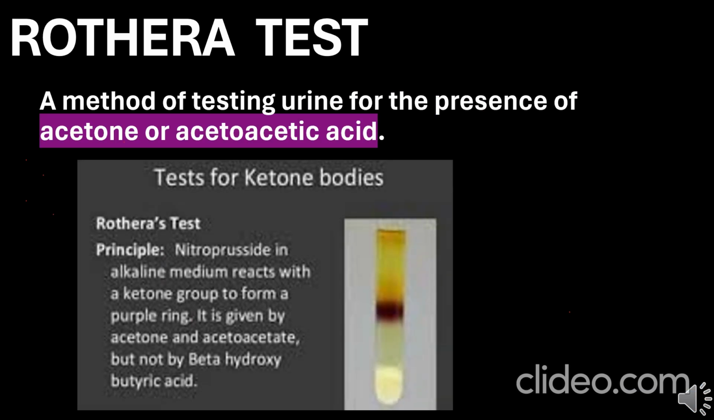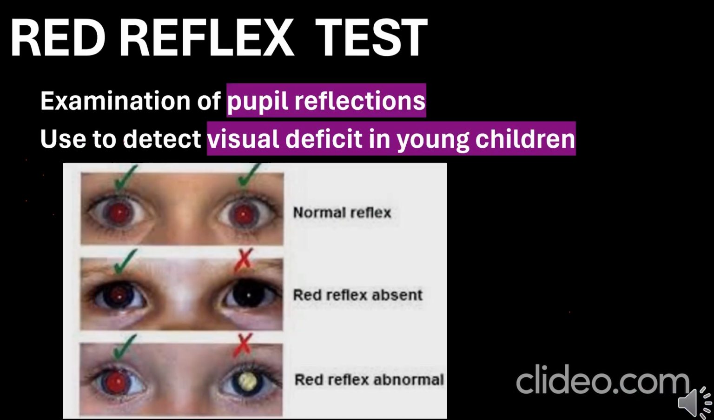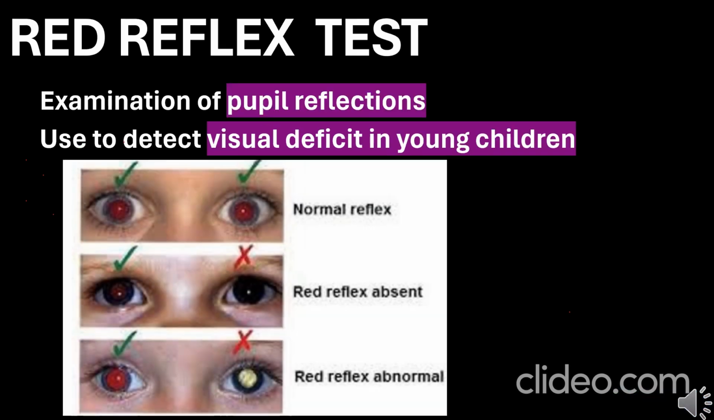Rothera test. Method of testing urine for presence of acetone. Red reflex test. Examination of pupil reflections. Used to detect visual deficit in young children. See the diagram to differentiate normal, absent, and abnormal reflexes.